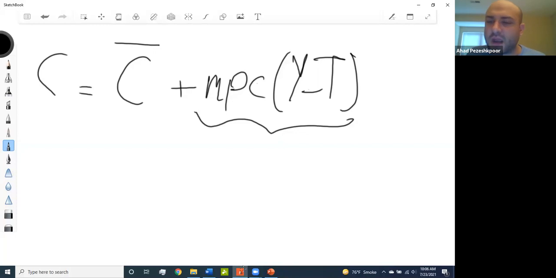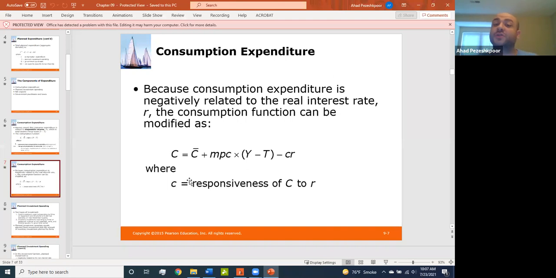I deserve a break. So let me just take that fancy vacation I always want to take. The other side negatively influences your consumption. This is a lowercase c multiplied by real interest rate. This is how responsive you are to real interest rate.